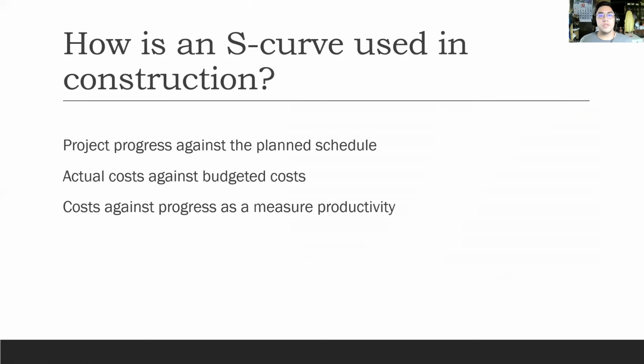How is an S-curve used in construction? Construction S-curves can be used for multiple things as they are essentially just tracking progress. Some of the main use cases for construction S-curves include project progress against the planned schedule, and any type of project production activity such as the amount of road paved, concrete delivered, floors added, and so on.